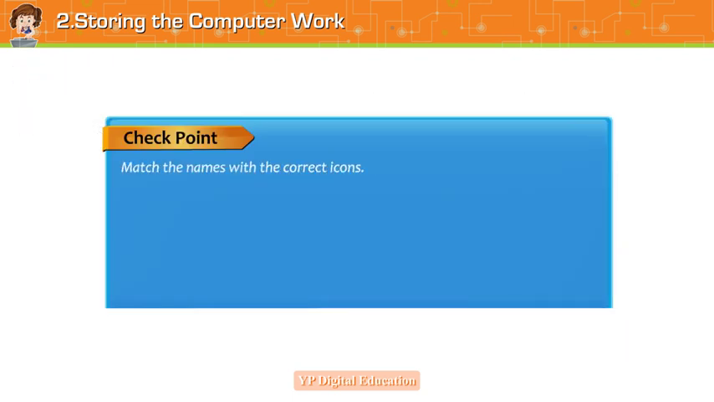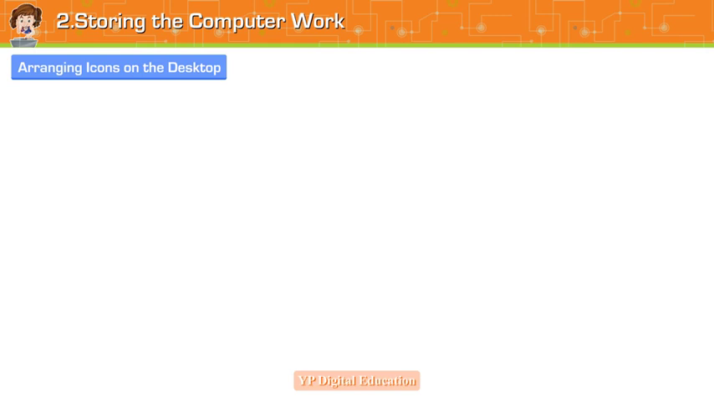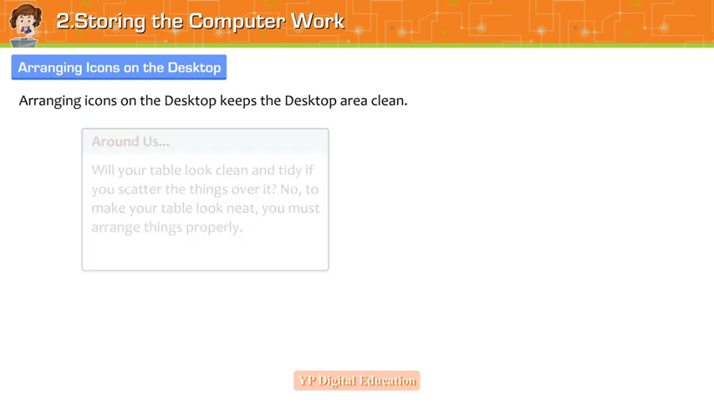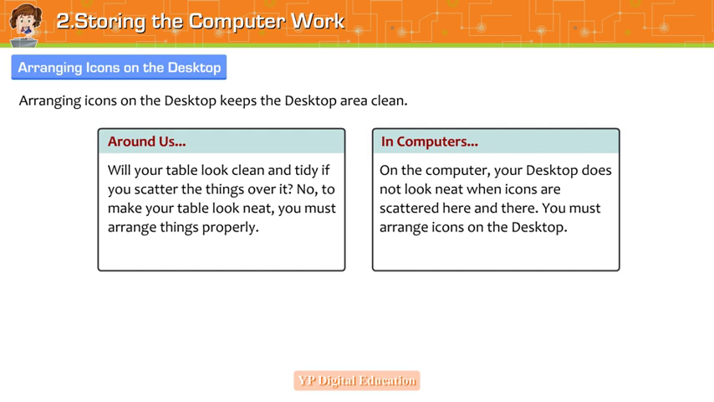Checkpoint. Match the names with the correct icons. Document library, empty folder, computer, videos library, recycle bin. Arranging icons on the desktop. Arranging icons on the desktop keeps the desktop area clean. Around us. Will your table look clean and tidy if you scatter the things over it? No. To make your table look neat, you must arrange things properly. On the computer, your desktop does not look neat when icons are scattered here and there. You must arrange icons on the desktop.